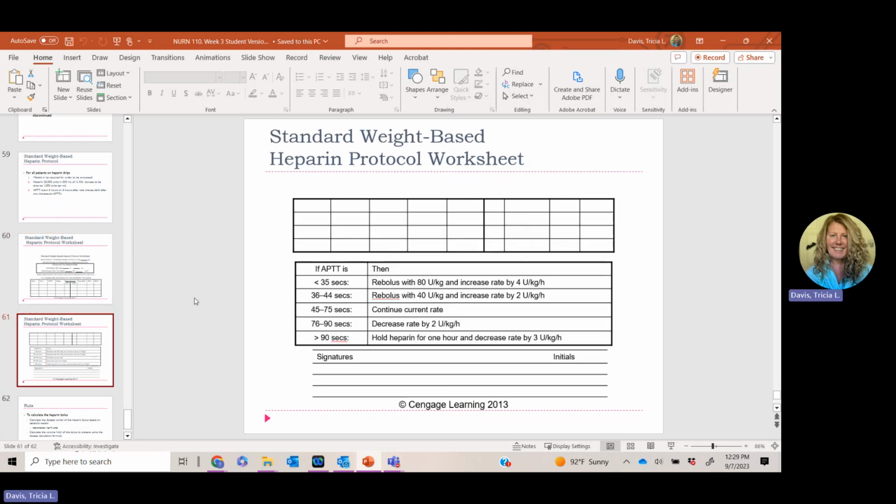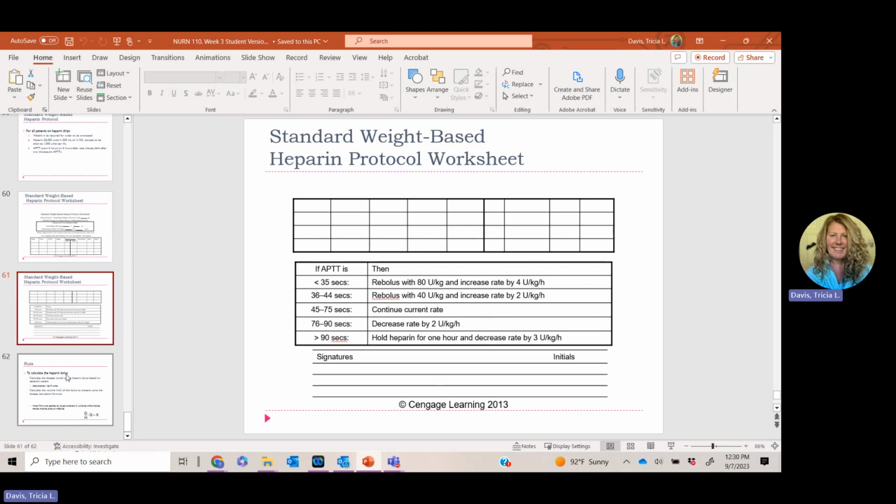Here is an example of this sliding scale type of thing that you would see in the computer. If the APTT came back 45 to 75 seconds, we would say that they're therapeutic. So if it came back at 65, they're therapeutic. We're not going to make any changes. We're going to continue with this rate. If it came back 37, then we would have to rebolus with 40 units and increase the rate by 2.